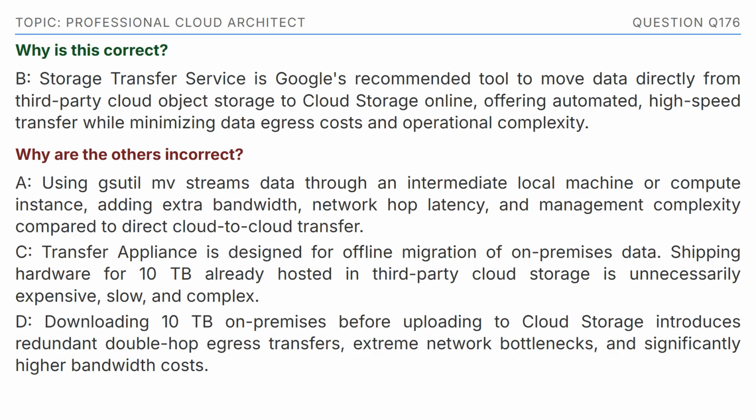Why are the others incorrect? A. Using sudo mv streams data through an intermediate local machine or compute instance, adding extra bandwidth, network hop latency, and management complexity compared to direct cloud-to-cloud transfer. C. Transfer Appliance is designed for offline migration of on-premises data. Shipping hardware for 10 terabytes already hosted in third-party cloud storage is unnecessarily expensive, slow, and complex. D. Downloading 10 terabytes on-premises before uploading to cloud storage introduces redundant double-hop egress transfers, extreme network bottlenecks, and significantly higher bandwidth costs.